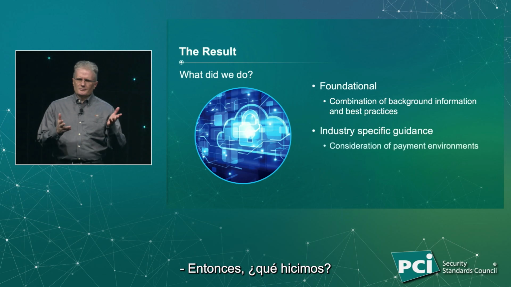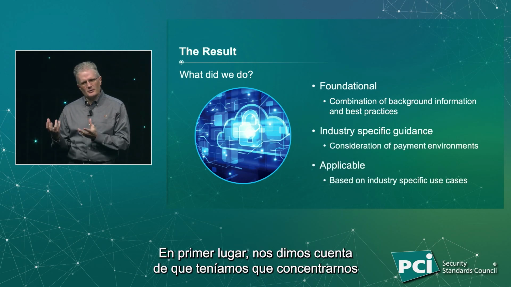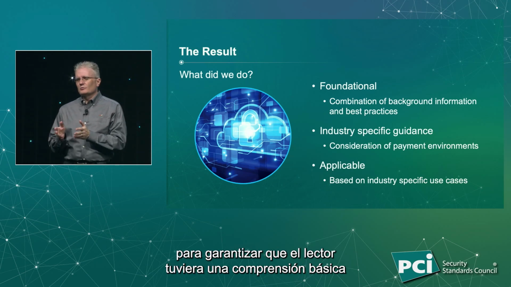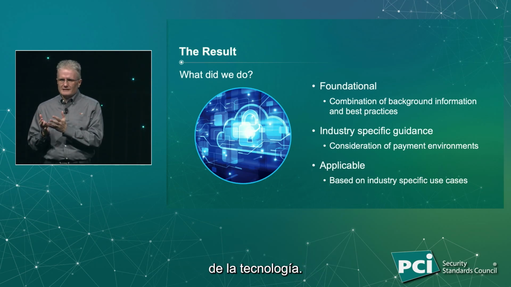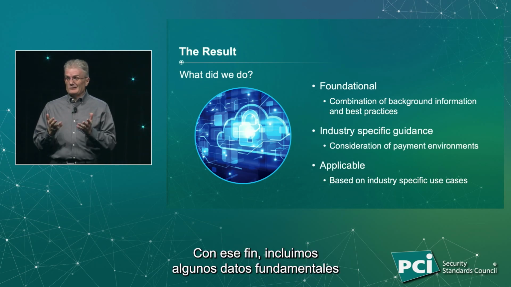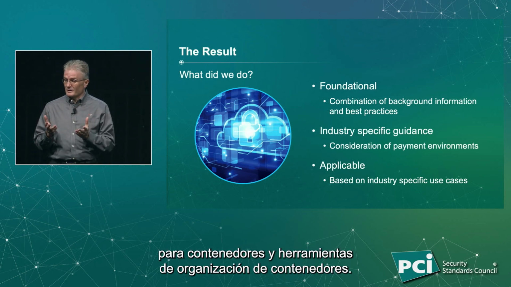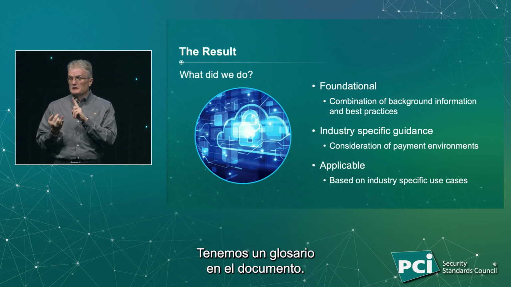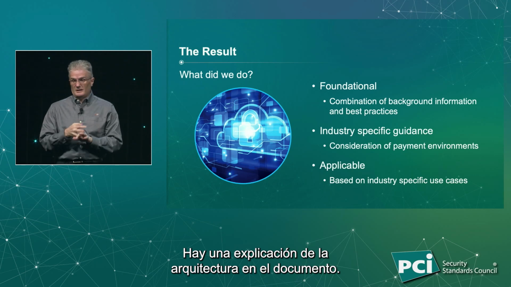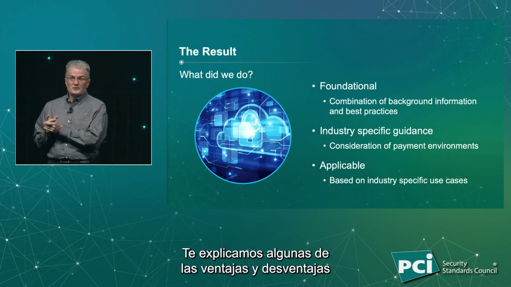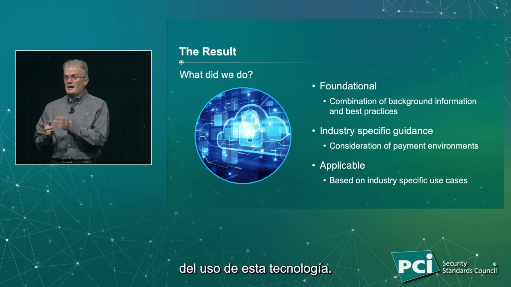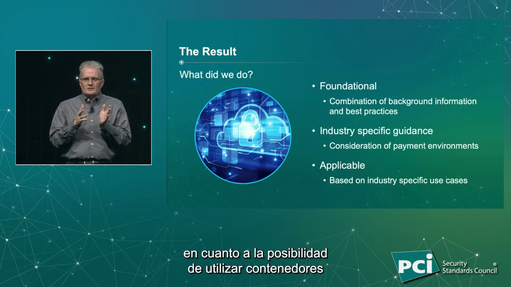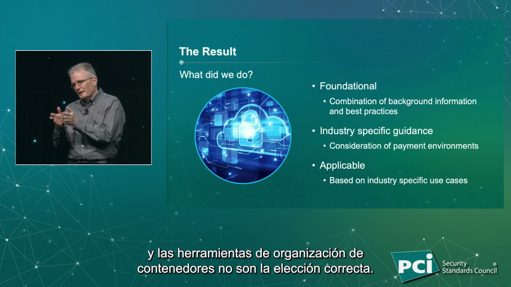So what did we do? First of all, we realized that we had to focus on establishing a level of baseline knowledge to ensure that the reader had a basic understanding of the technology. To that end, we included some foundational information for containers and for container orchestration tools. We have a glossary in the document. There's an explanation of the architecture in the document. We explain some of the advantages and disadvantages of using this technology. And finally, we even get some insight into when possibly using containers and container orchestration tools is not the right choice.